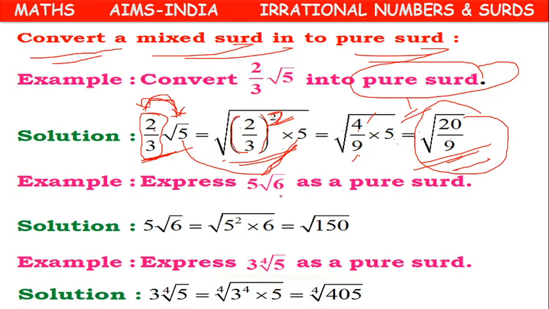So next question. Express 5 root 6 as a pure surd. 5 root 6. Here what is the multiple? 5. So it is a mixed surd. We want to make it a pure surd. 5 is to be taken into the root.